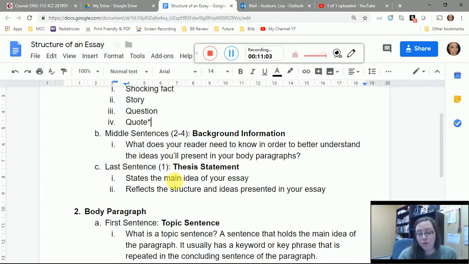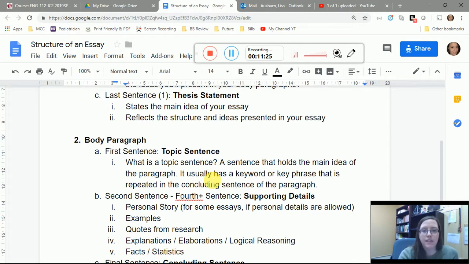If, as you go further in your academic career, your writing becomes more advanced and the papers you are writing require much more detail and research, the thesis statement can be more than one sentence for sure. But at this level, in English 111, the thesis is just one sentence.